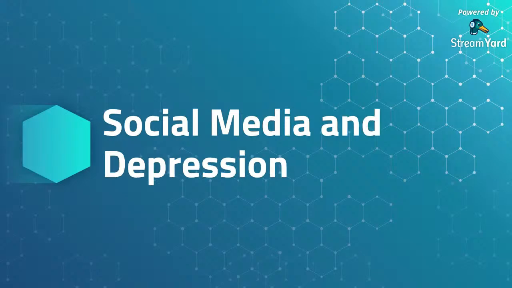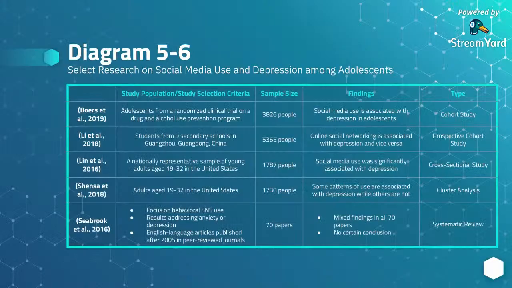All right, now we get to depression. Sorry, I hope not to depress you. So this table summarizes 5 different studies about social media use and depression. So the first one was published in 2019 in the journal JAMA Pediatrics, which, by the way, is one of the prestigious journals of pediatrics.